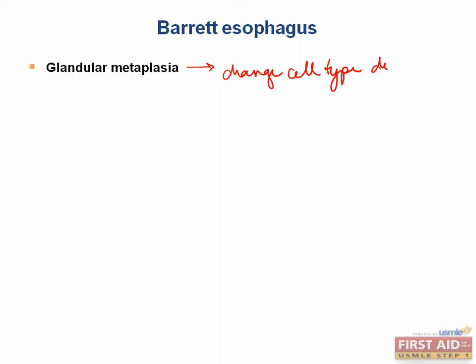Barrett esophagus deserves its own separate mention because it is such a highly tested topic. This is a classic case of metaplasia. What is metaplasia? Metaplasia occurs when one cell type changes to another in response to its environment.